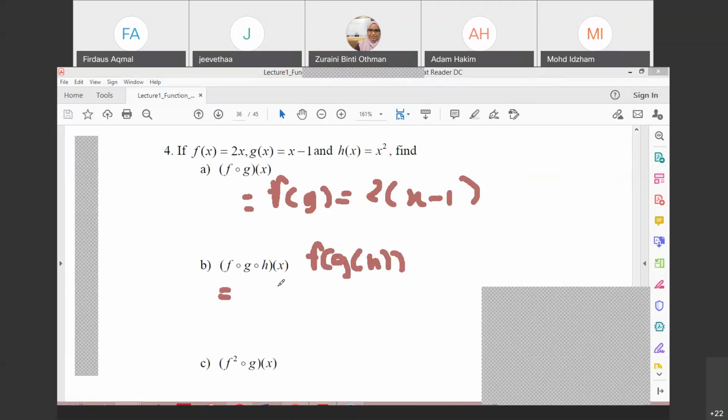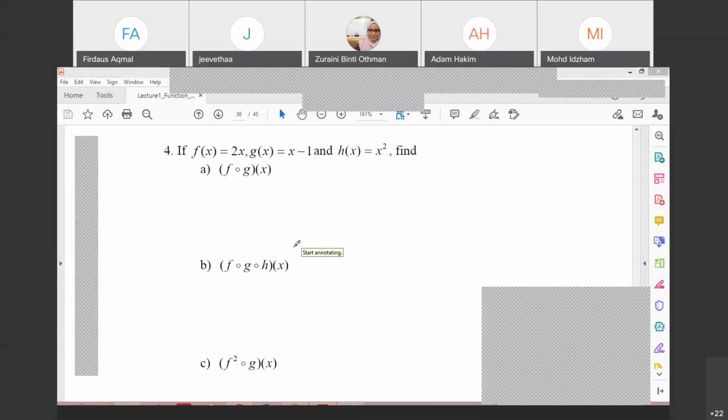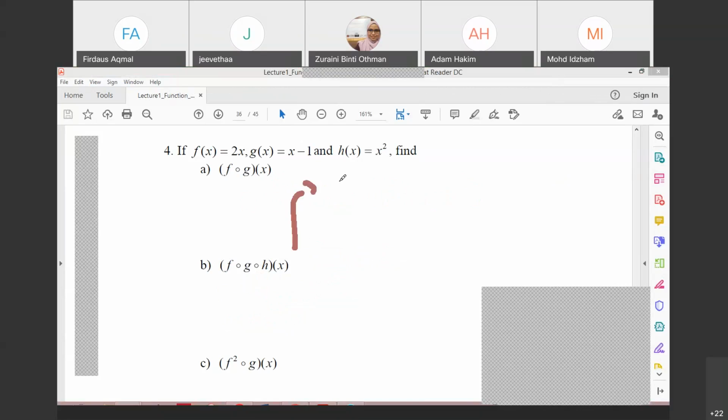Okay, ini akan jadi F dalam dia ada G, H. Just now apa? H kita ialah X square. Okay, so now F, G kita apa tadi? G kita ialah X tolak 1. Maksudnya X... dia akan jadi apa ni? F composite G yang ni ialah dalam tadi F, lepas tu dalam dia ada G, lepas tu dalam dia ada H. H kuasa 2 just now, right?